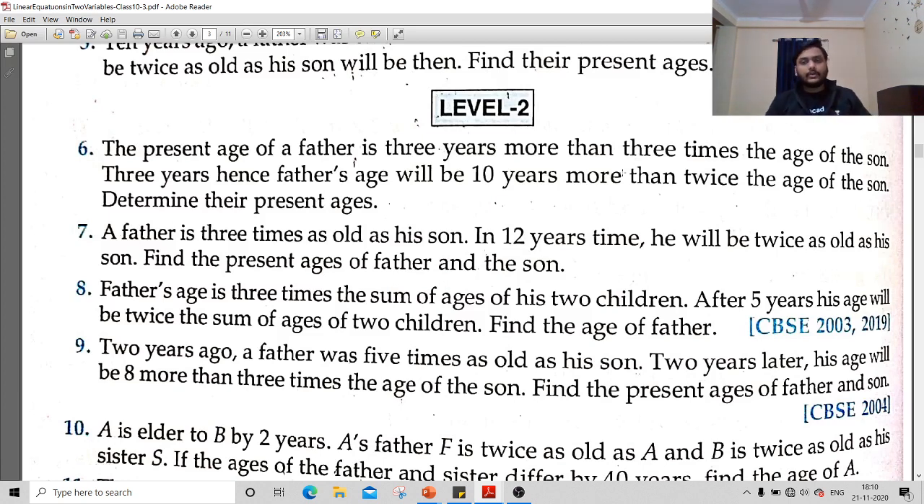Here, if you look, one thing which is very important to note is that the question is talking about father's age and the sum of the ages of his 2 children. The question is not talking about the age of a child. It is talking about the sum of the ages of the children. So when we are talking about the sum of the ages of children, you need to understand that this is a linear equation in 2 variables.